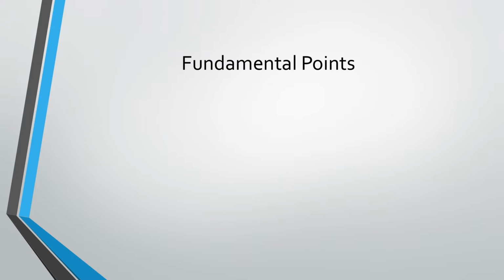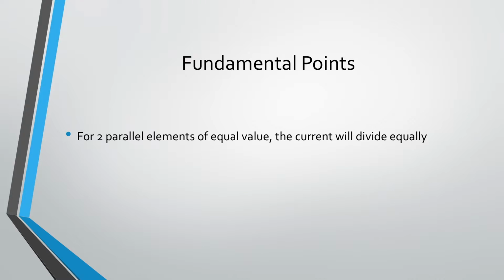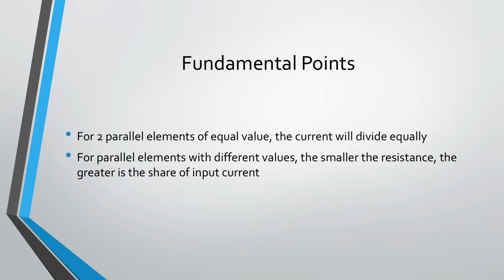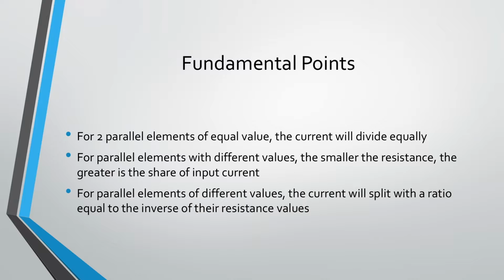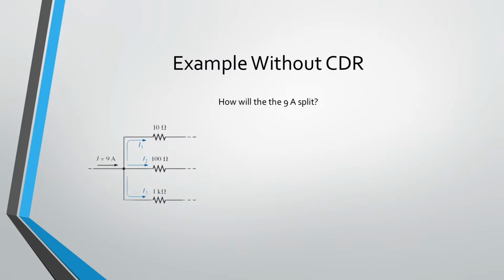There are three key points when dealing with the current divider rule. For two parallel elements of equal value, the current will divide equally. For two parallel elements with different values, the smaller the resistance, the greater is the share of input current. For parallel elements of different values, the current will split with a ratio equal to the inverse of the resistive values. The following example explains this concept without any calculation being used.